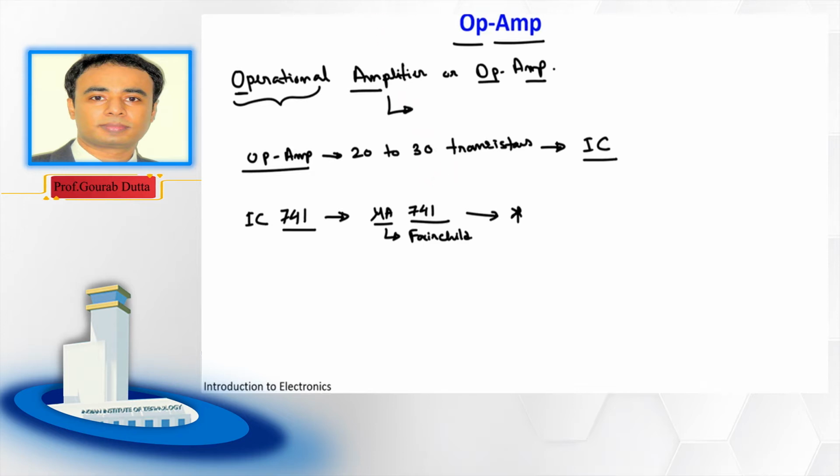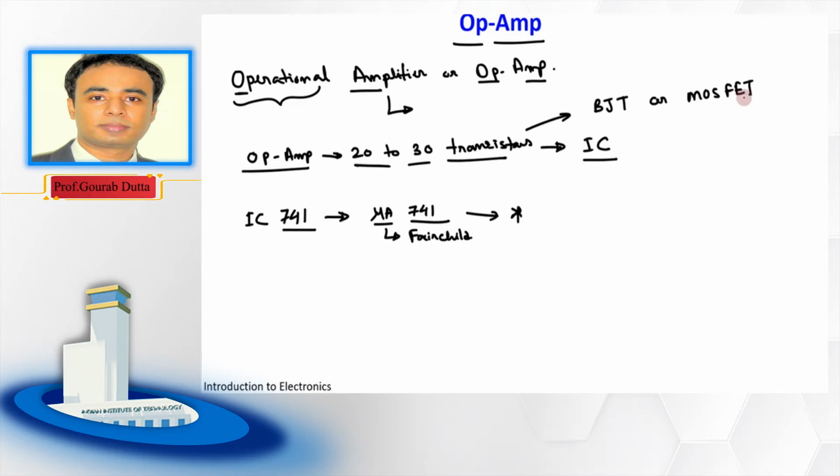Now if we say this has 20 to 30 transistors, then these transistors can be either BJT or MOSFET. So for making these op-amps, or operational amplifiers, you can use either the bipolar junction transistor or the MOSFET. Fine. So either the total circuit is made up of BJTs, or the total op-amp is made up of metal oxide semiconductor field effect transistors.